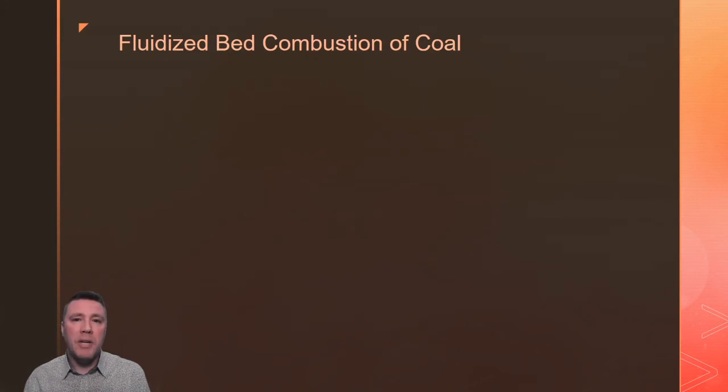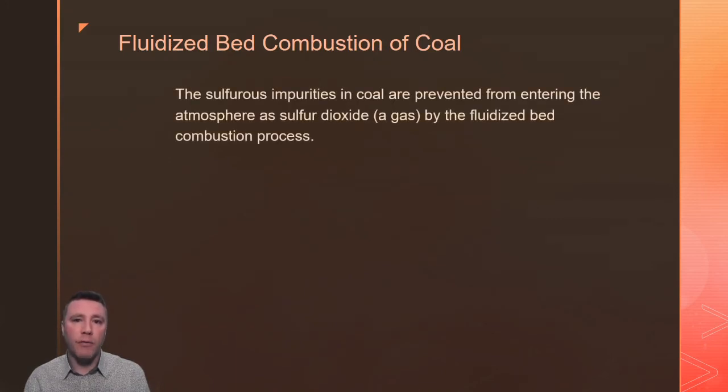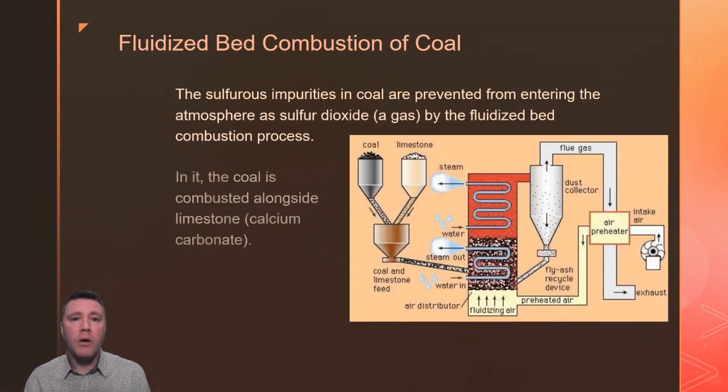One of the most common impurities in coal is sulfur. When coal is combusted, the sulfur is released into the atmosphere in the form of sulfur dioxide. A method for combusting coal called fluidized bed combustion works to prevent much of the sulfur dioxide from being emitted into the air. The process requires the heating of limestone, which is calcium carbonate, alongside the coal.